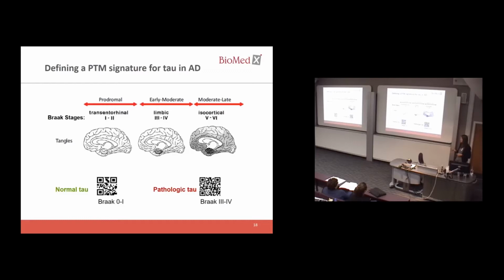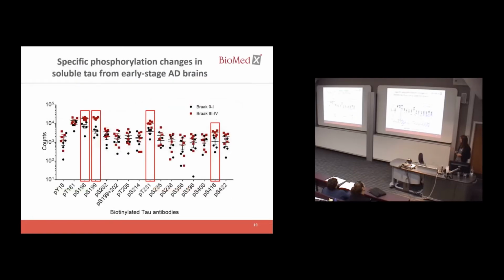So we took brain samples from aged people, so these are age-matched, at Braak stage 0 to 1, and then at Braak stage 3 to 4, because we wanted to look at early disease rather than a very late stage where neurons would already be dead and lost. And this is the kind of data that we generated.